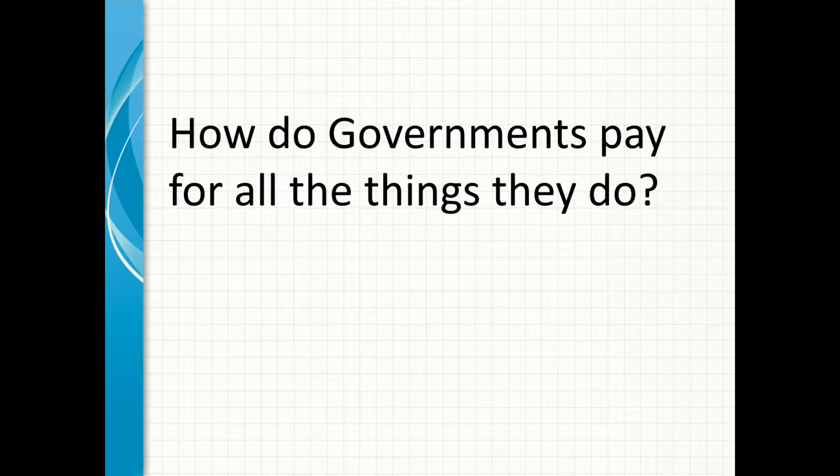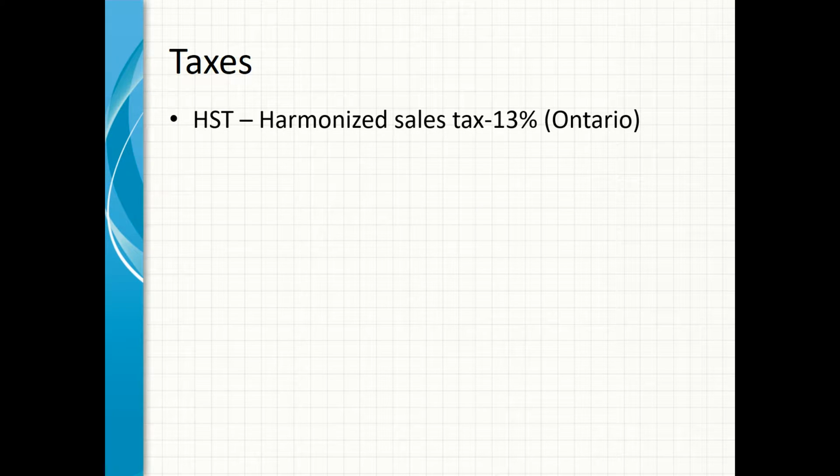All three levels of government spend a lot of money on many different things, but they don't actually make any. They don't make anything, so they get their money from somewhere else, and that is from us, in the form primarily of taxes. The big tax that we all pay is called the HST or Harmonized Sales Tax. In Ontario, it's 13%. It's a mix of the GST, which is 5%, which is the federal sales tax, and then 8% provincial sales tax. 5 plus 8 is 13.